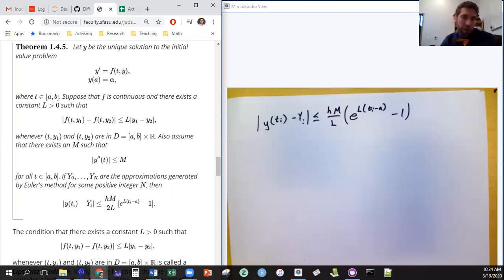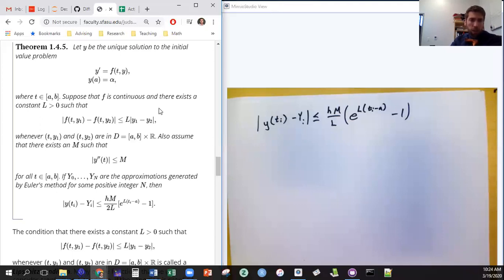So let's say y is the unique solution to the initial value problem, y prime equals some differential equation, y of a equals alpha. So you're working in an interval from a to b, and f is continuous, and then there's this constant L such that this is true.